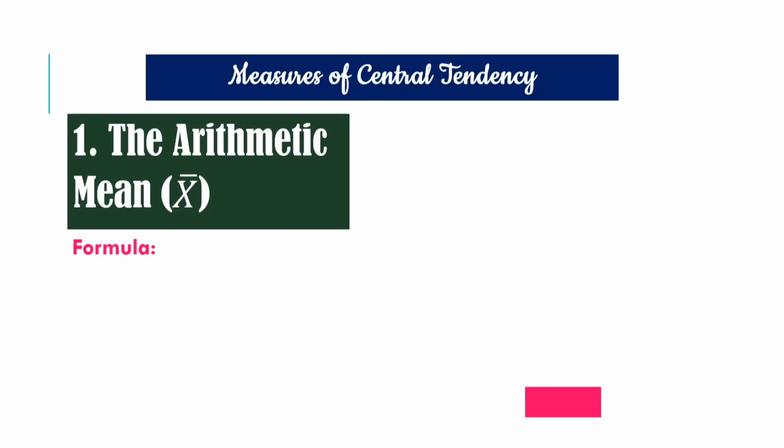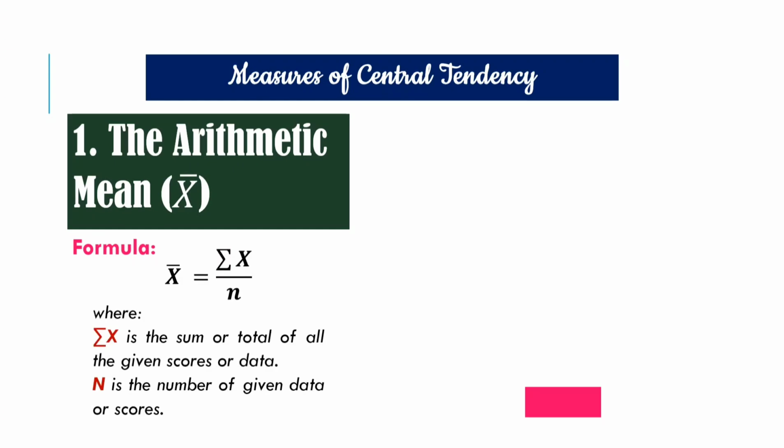Let us start with the arithmetic mean. In solving for arithmetic mean, we use the formula x bar is equal to the summation of x over n. Again, this is a symbol for summation. It means the total of the scores or the total of the data given. N stands for the number of given data.